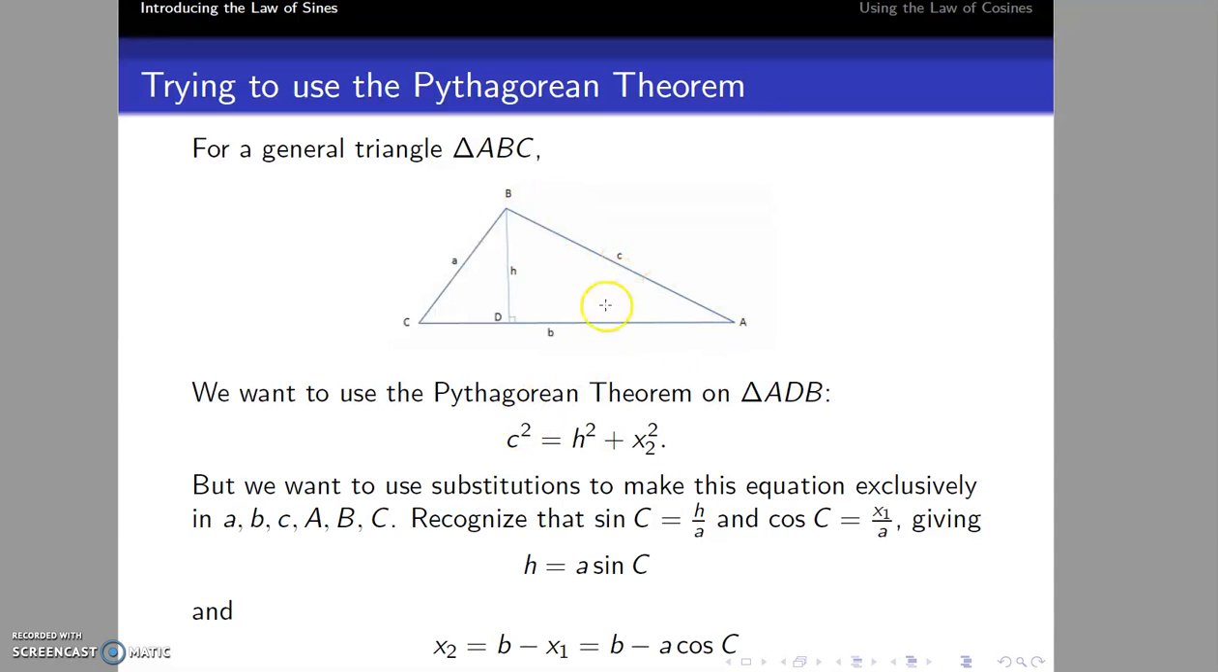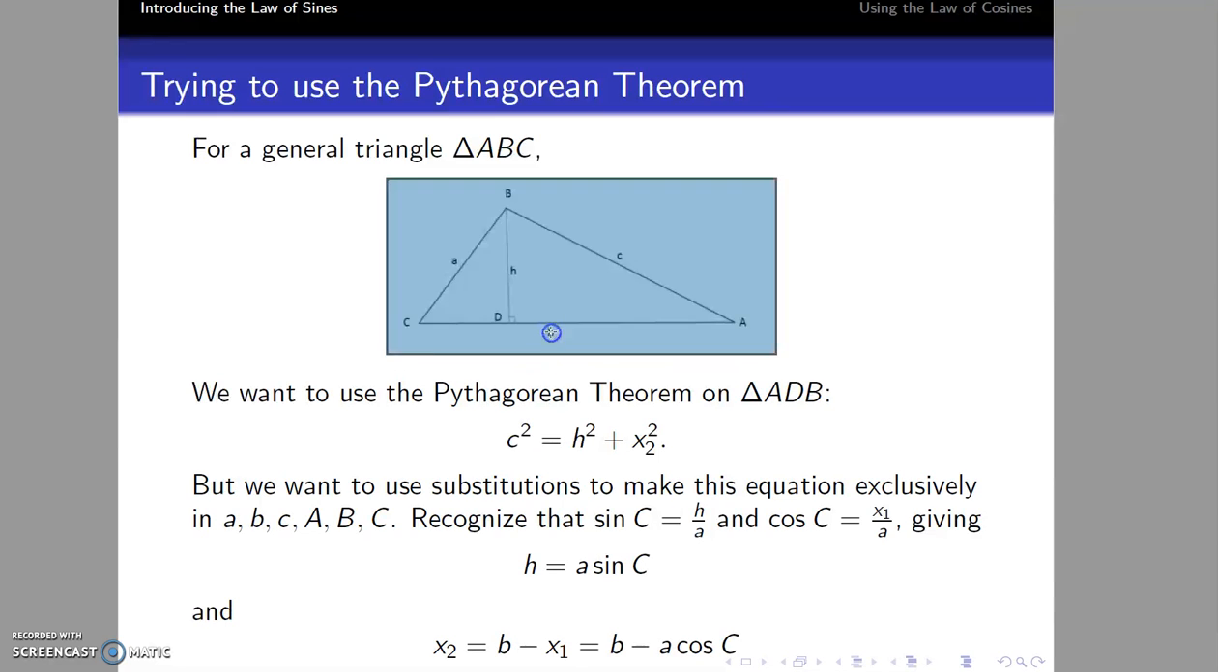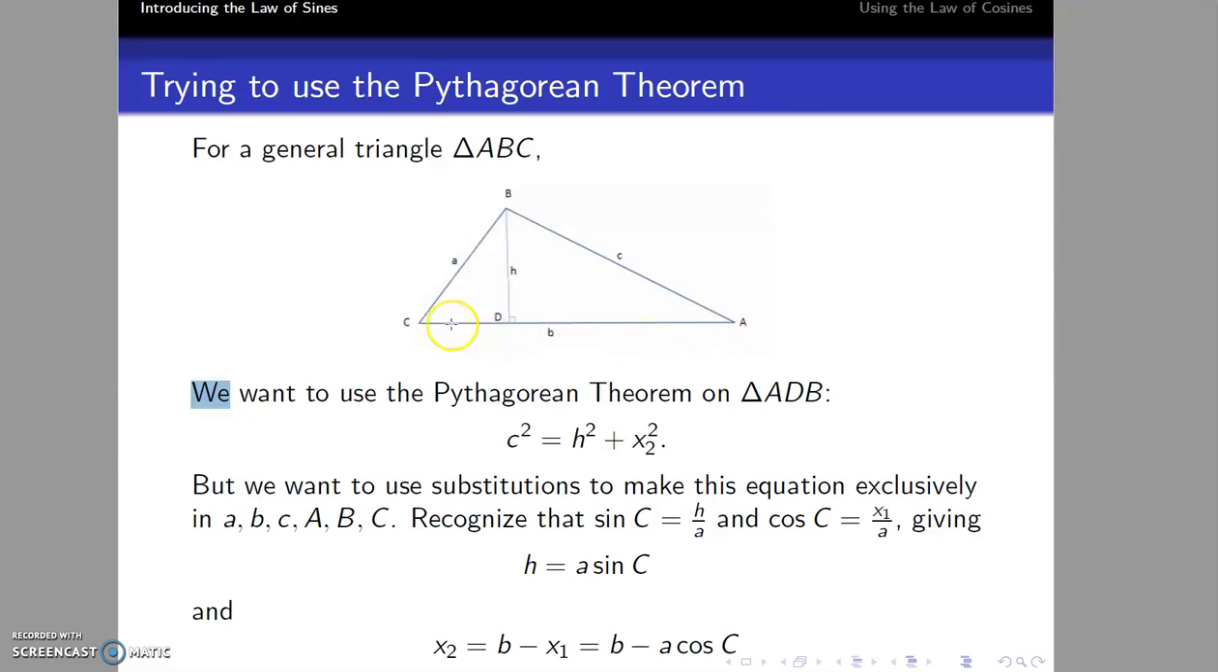So C squared is not equal to A squared plus B squared, right? A is over here, B is over here, and B is this whole side length. It's not the segment from D to A, it's the segment from C to A. So I have to do a little bit of substitution. I'm going to make h the height of this altitude, my vertical length, and my horizontal length I'm going to call x2.